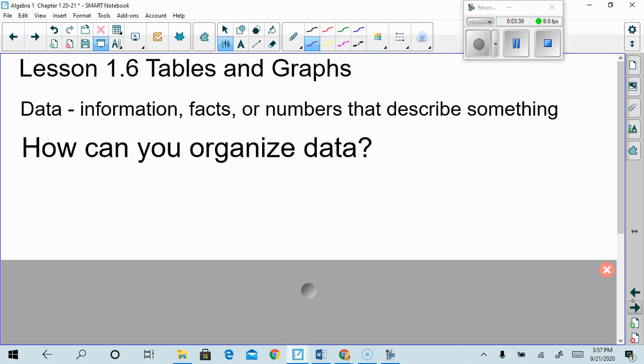So how do you go about organizing data? Let's brainstorm for a little bit, maybe give yourselves a moment to jot down as many ways that you can think of that you can organize data that's collected. We'll share your responses once again during our Zoom session.